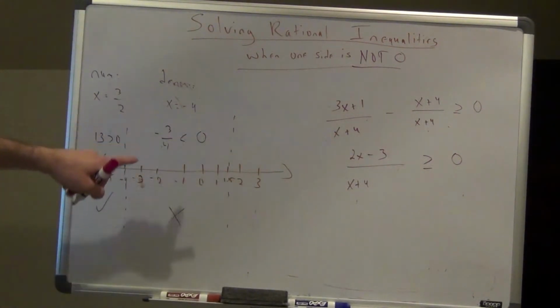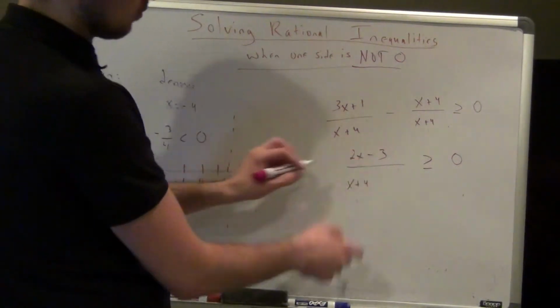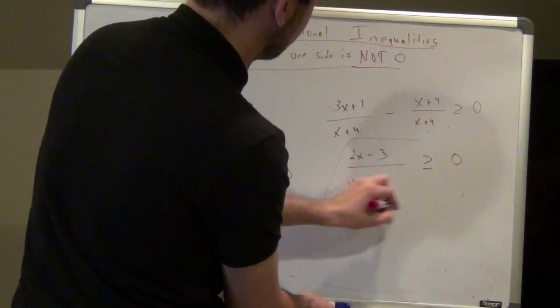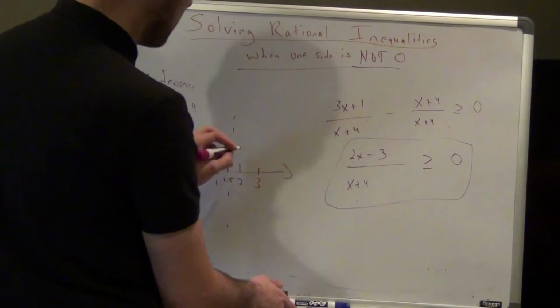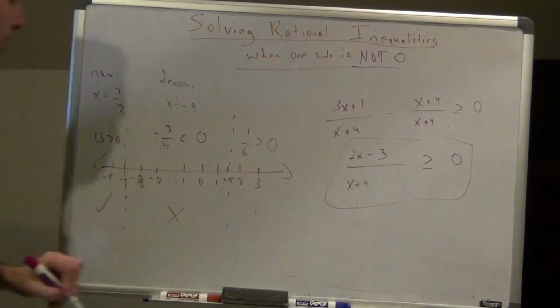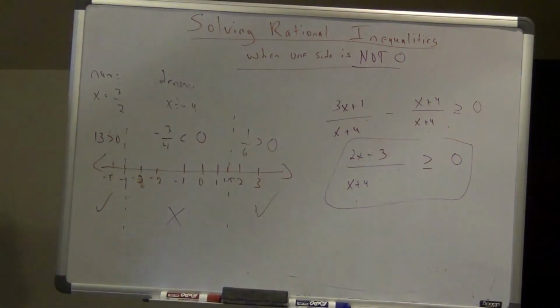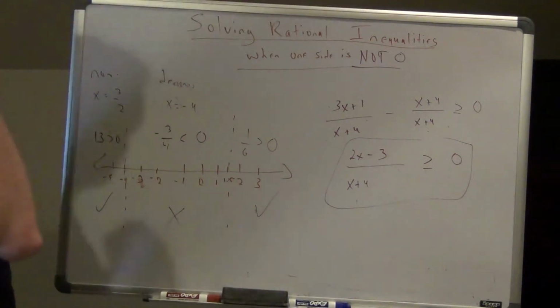Now here I'm going to plug in 2. If I plug in 2 to this one, all right, we're working with this now, I'm going to get 1/6, which is greater than 0. Okay, so what does it look like? It looks like everything from negative 4 and less than negative 4 works. Everything from 1.5 and everything greater than 1.5 works.